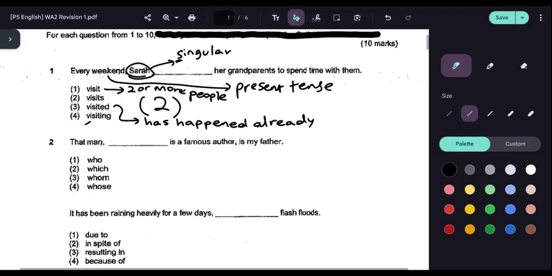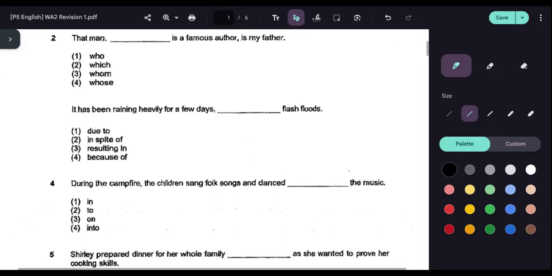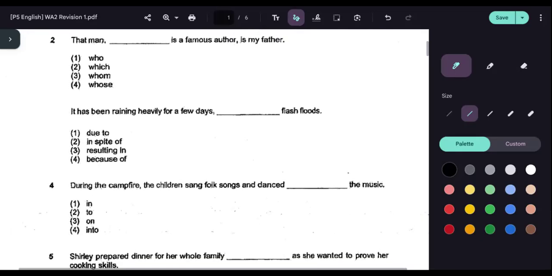Visiting means in progress. Okay, what does in progress mean? Means you are currently doing it. Alright, let's go on to the next one. Question number 1.